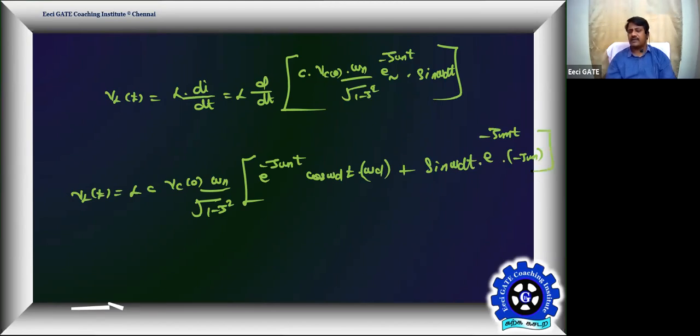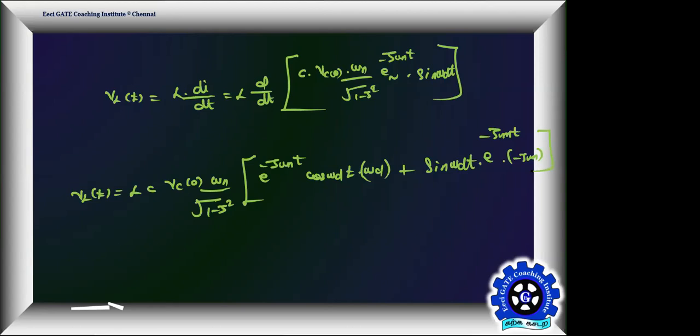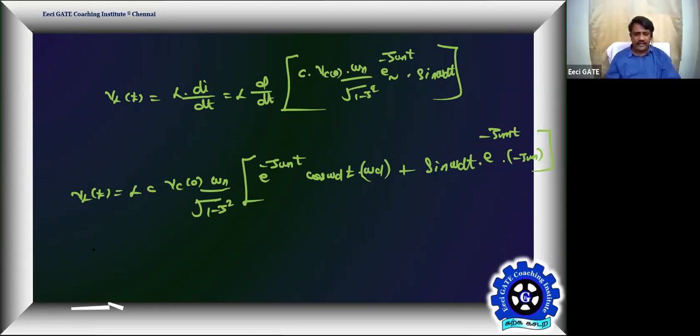Like that it goes. Getting everyone? All of you getting? Yes, sir. Okay, so that's the way. So then you know your VR, you know your VL. So then find VC of t by adding the two. It's VR of t plus VL of t. Okay, then you can find.